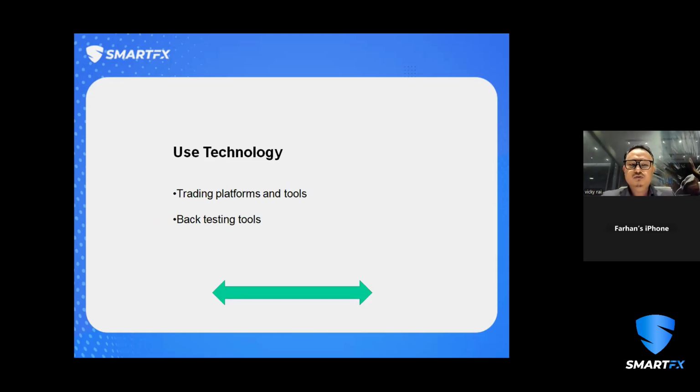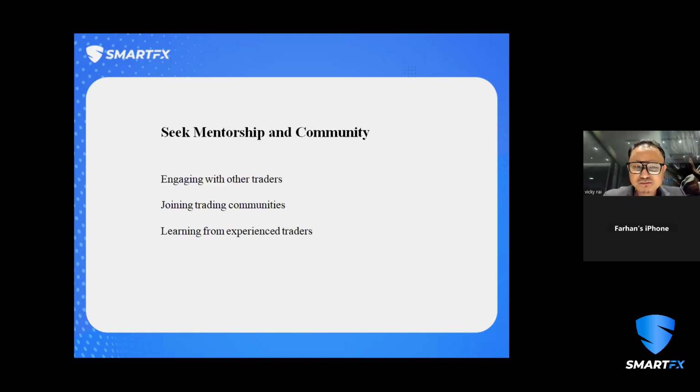Okay, using technology, trading platforms, tools, back testing tools. Yes, I already mentioned that. There are a lot of trading platforms, like TradingView and all. You can open demo accounts. So back testing is very, very important.